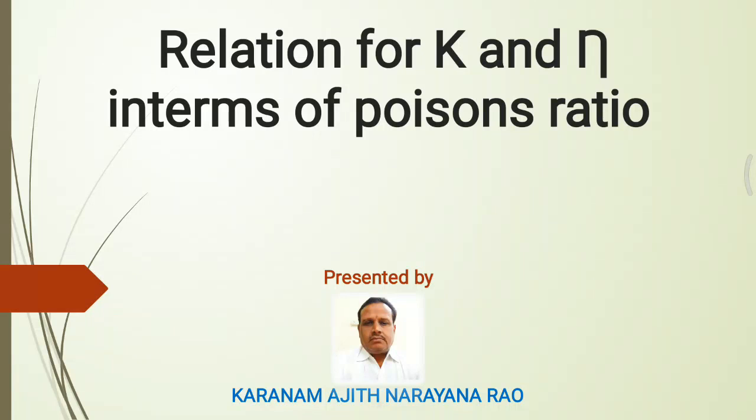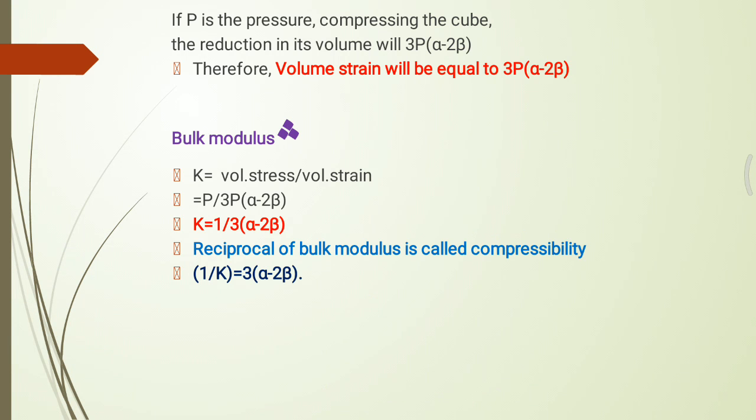And today's topic is on relation for the K and N in terms of Poisson's ratio. If P is the pressure compressing the cube, that means when the pressure is applied on the cube, then it compresses in all sides. Then the reduction in its volume will be 3p into alpha minus 2 beta. Therefore, the volume strain will be equal to 3p into alpha minus 2 beta.